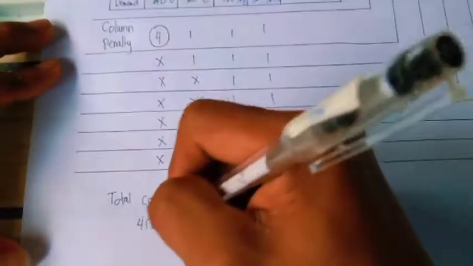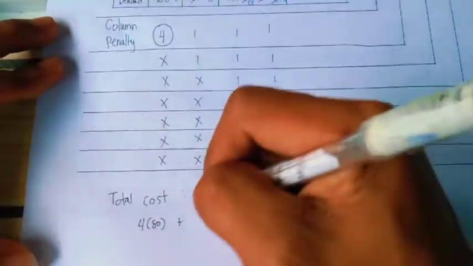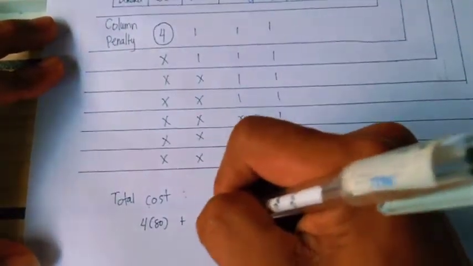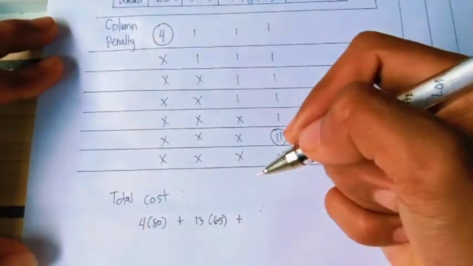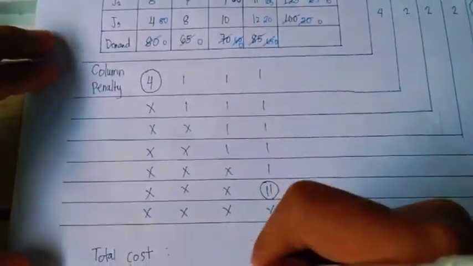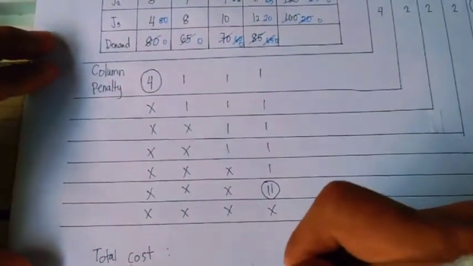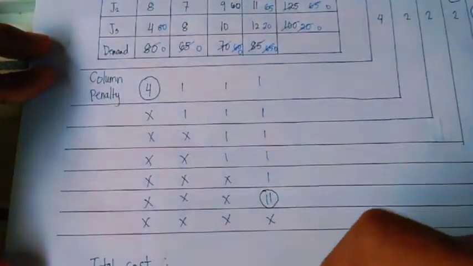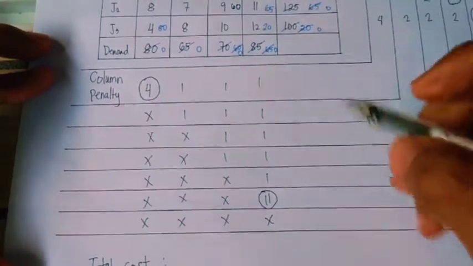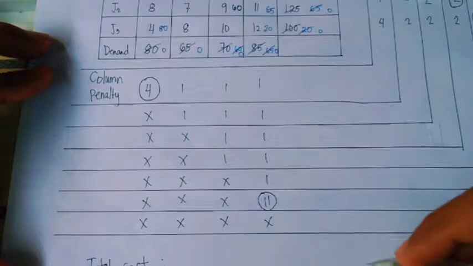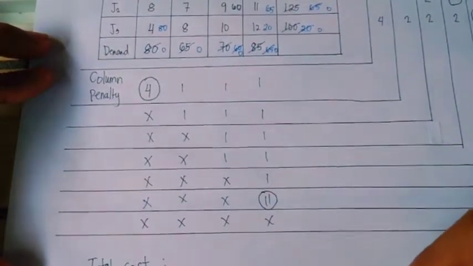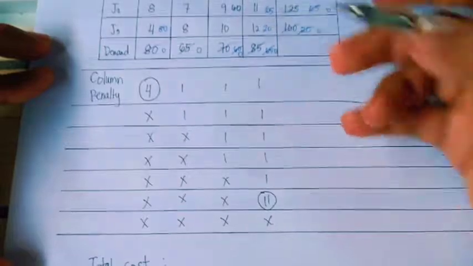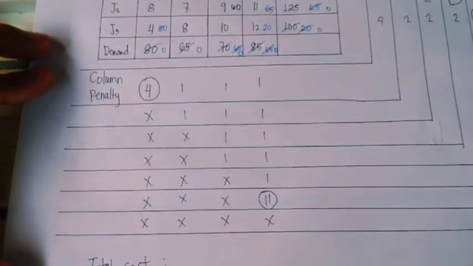So 4 times 80, plus 13 times 65, plus 17 times 10, plus 9 times 60, plus 11 times 65, plus 12 times 20.